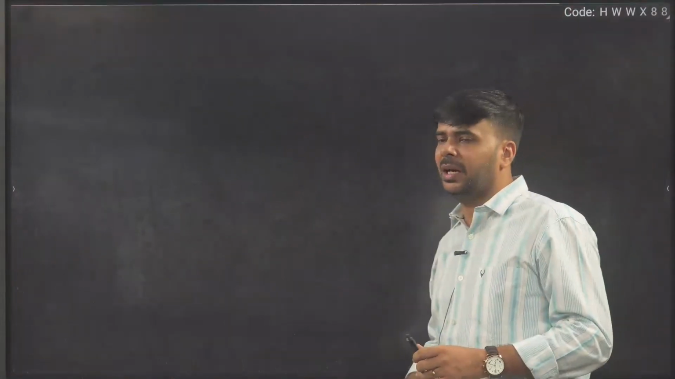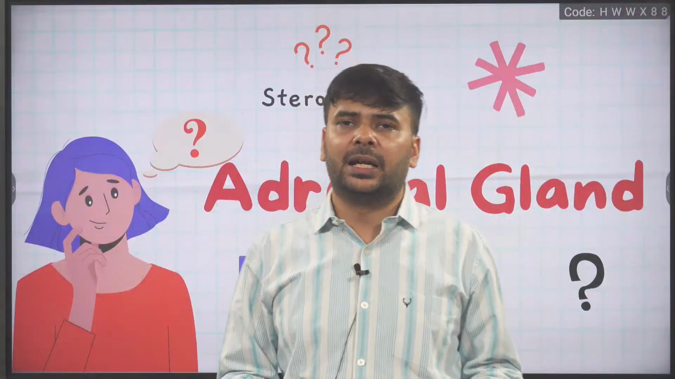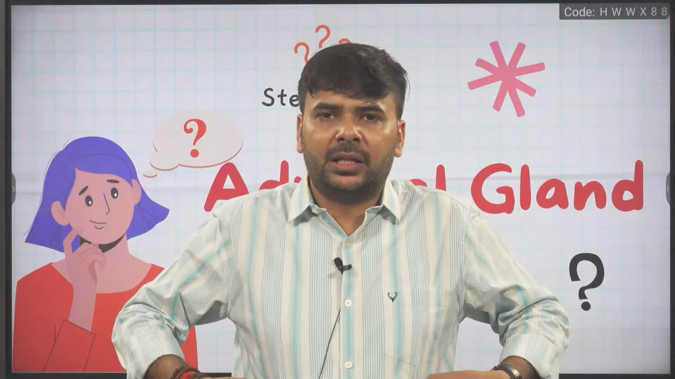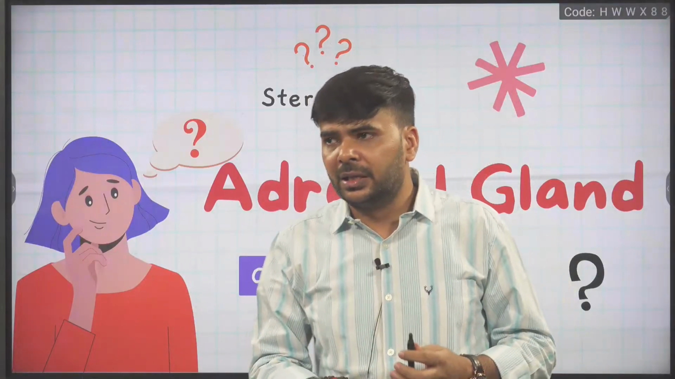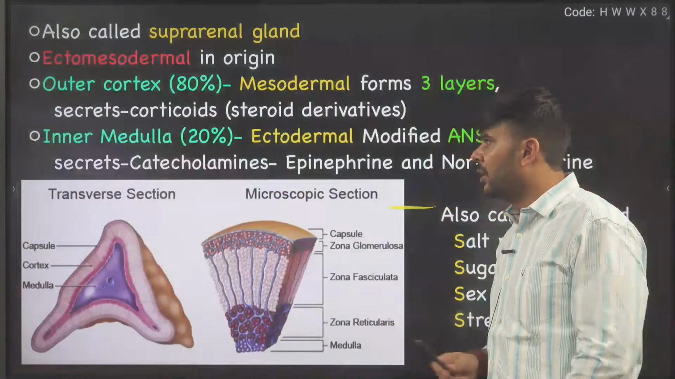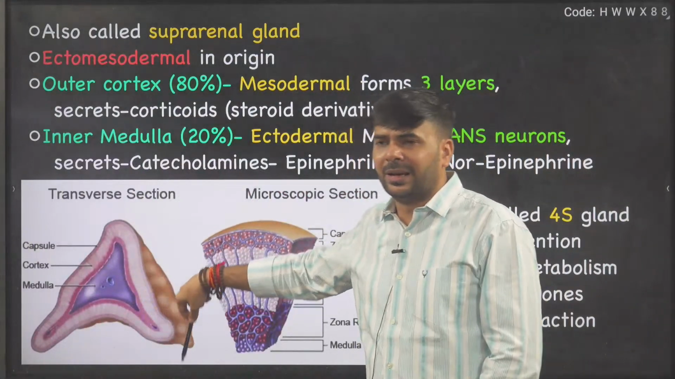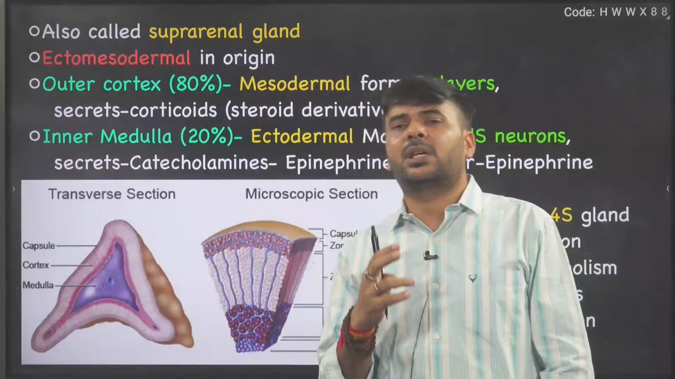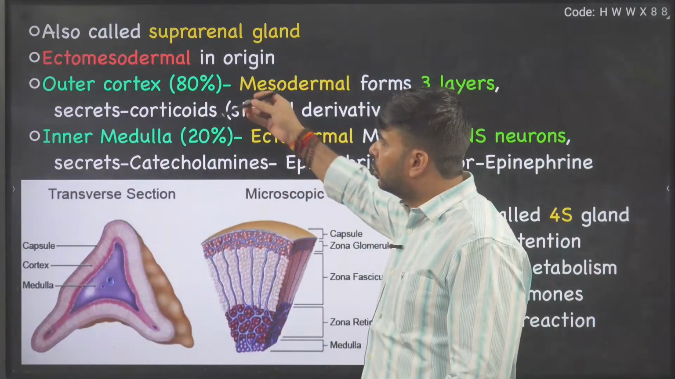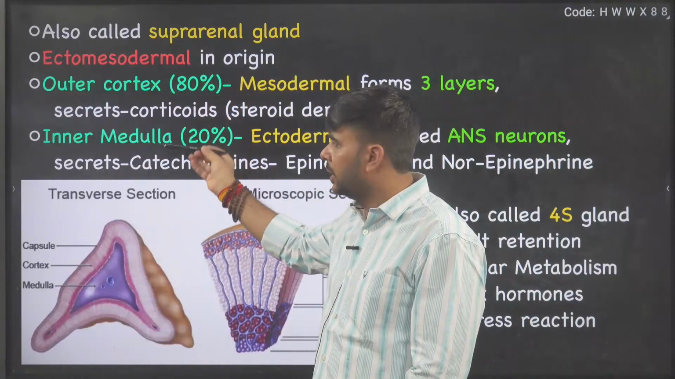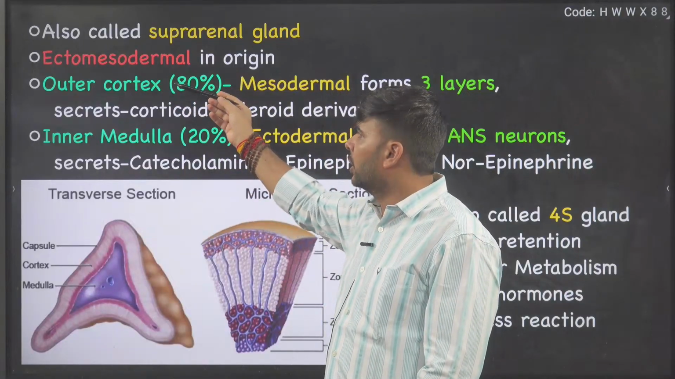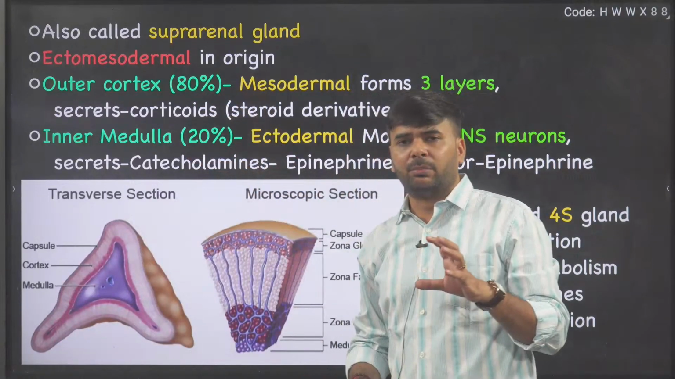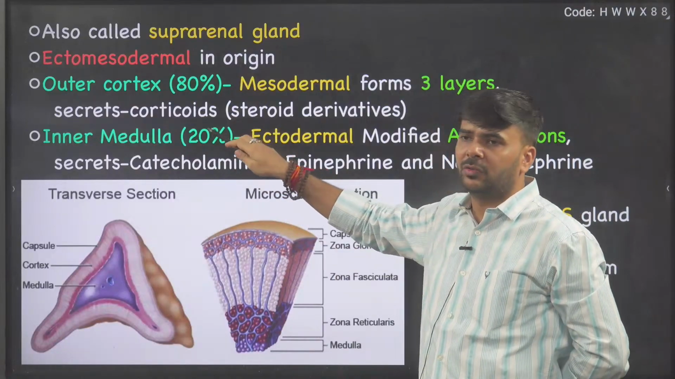Now, a fresh topic, the adrenal gland. Where is it present? It is present on top of both the kidneys, anterior or superior to both the kidneys. The first point: the adrenal gland is a samosa-like, pyramid-like gland, and it has two areas. The outer area is called cortex, the inner area is called medulla. The outer area cortex is 80% of the total gland. The inner area medulla is 20% of the total gland.